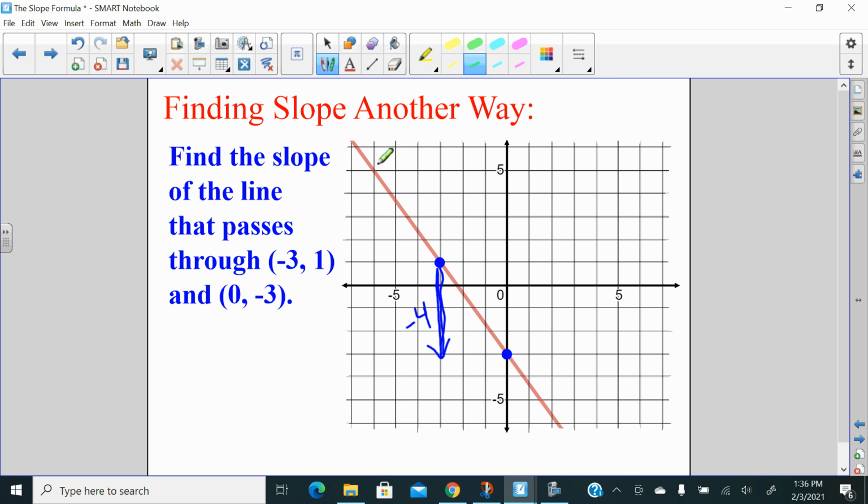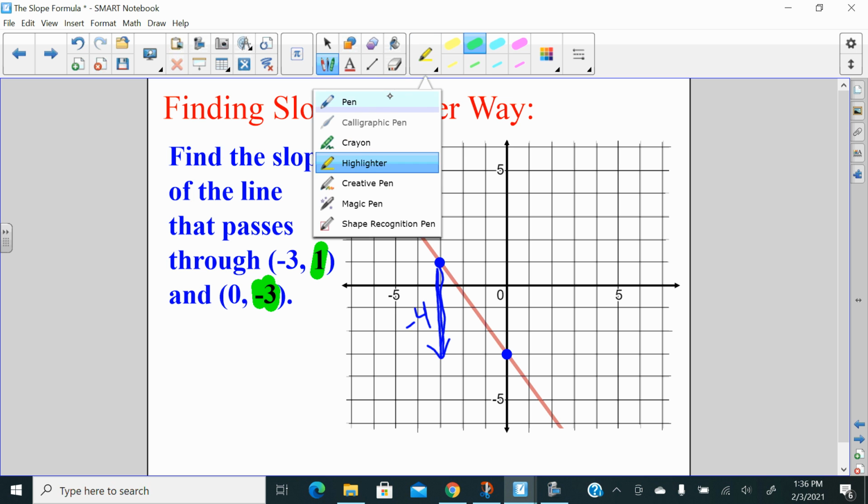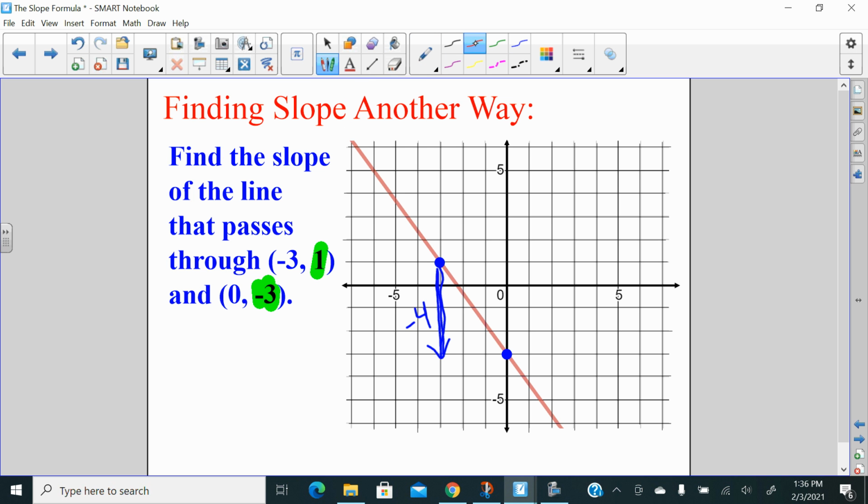Take a look at the points we have. The y values are 1 and -3. If you take your y values and you subtract them, 1 minus -3, you get 4, don't you? Now somebody's saying, yeah, but Miss Creasy, that's giving me a +4 instead of a -4. Well, relax. It'll be okay here in a moment.